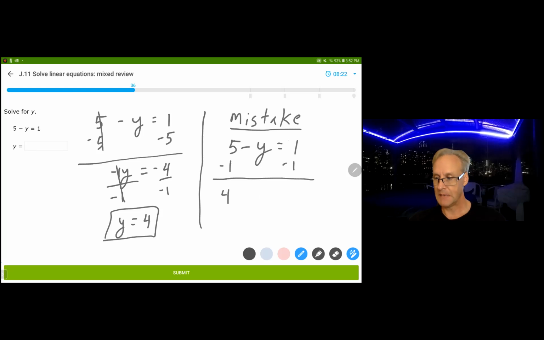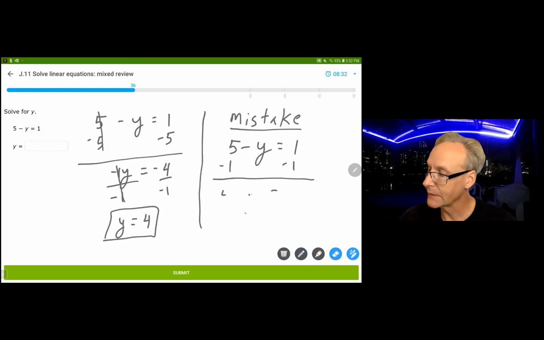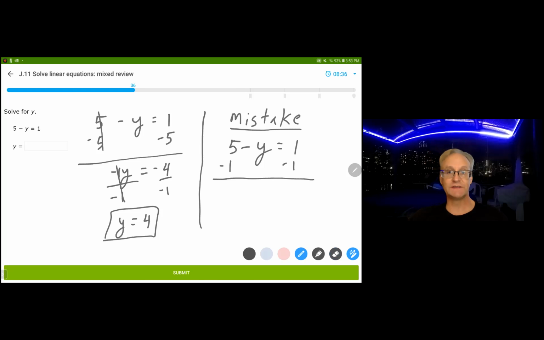4 minus y equals 0. But surprisingly enough, that isn't what happens. This is what happens. Students will subtract 1 on both sides. And of course, this is wrong, but here's what they'll do. 5 minus 1 is 4. And 1 minus 1 cancels out. So there's nothing there. And they're missing an equal sign now.